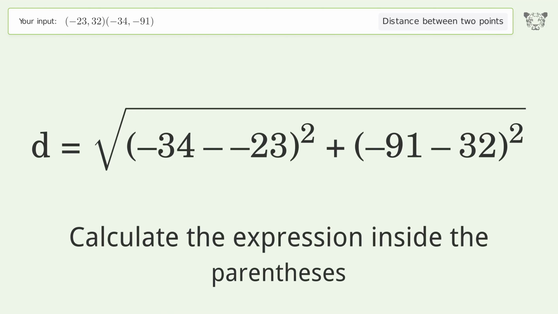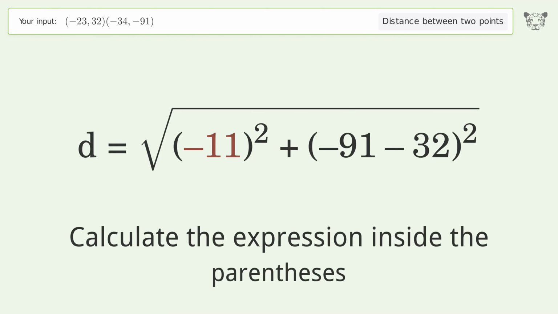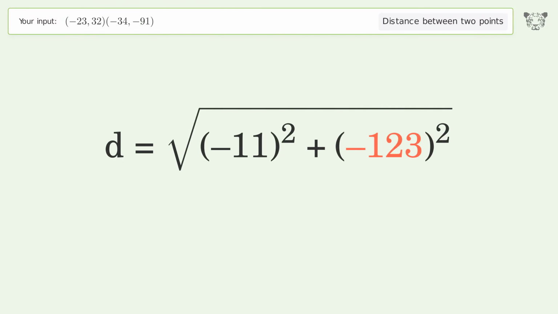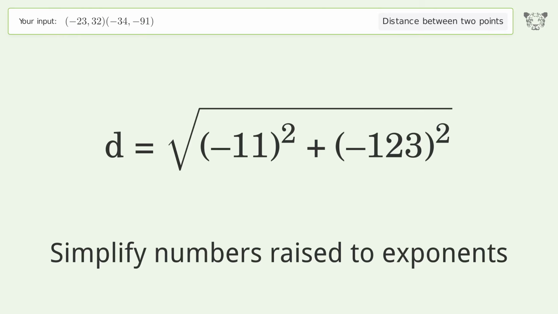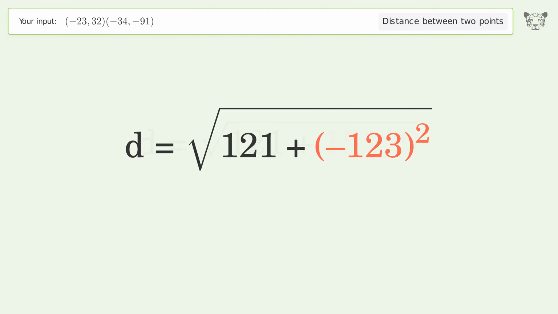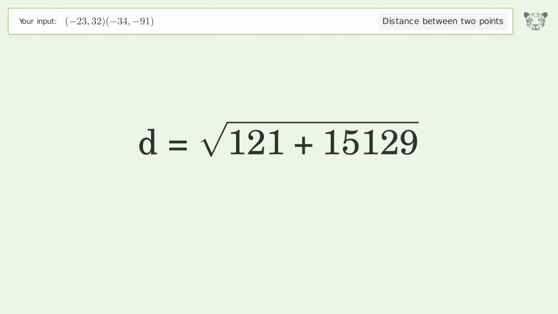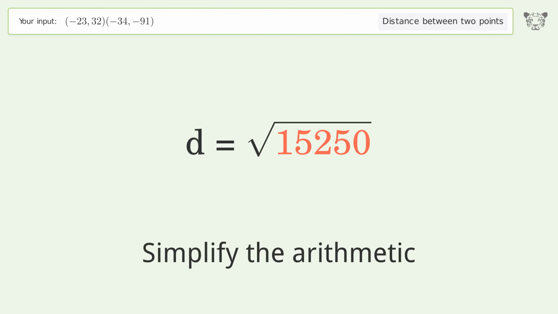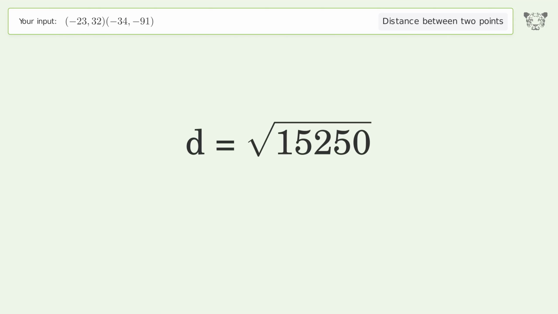Calculate the expression inside the parentheses. Simplify numbers raised to exponents. Simplify the arithmetic. And so the distance between the 2 points is the square root of 15,250, or 123.491.